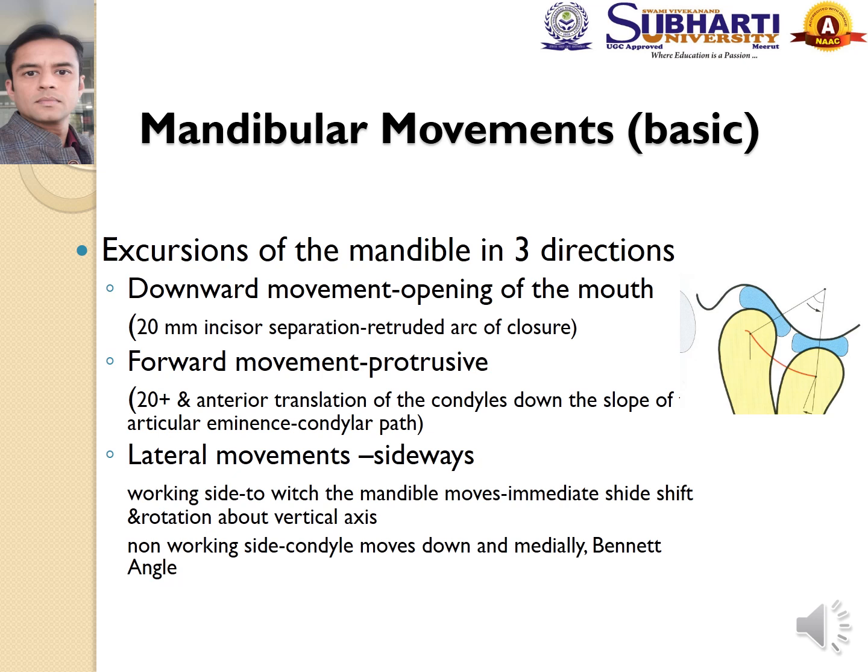So basically here you can see the first movement is the downward movement, that is when we open our mouth, the downward movement of our mandible. The second one is the protrusive movement, that is the forward movement of our mandible. Then the lateral movements: on the side where we chew our food, that is the working side, and the balancing or contralateral side is also known as the non-working side.